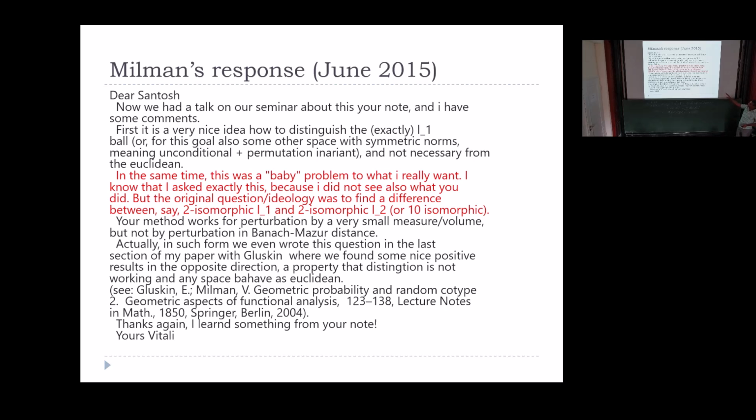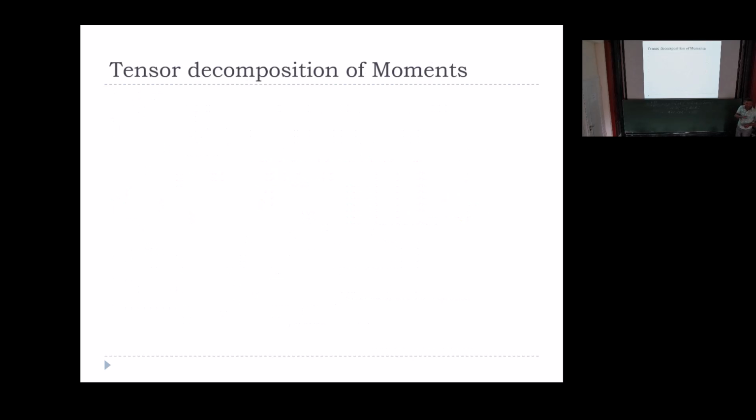I know that I asked exactly this because I did not see also what you did. But the original question was to find the difference between, say, two isomorphic L1 and two isomorphic L2, okay, or tensor. Your method works with perturbation by very small measure volume, but not by perturbation in BM. That's absolutely right. Actually, in such a form, we wrote this question in the last section of my paper with Pluskin. It's a very nice paper from 2004. And, okay, I've been busy since then, but there is some progress to report.